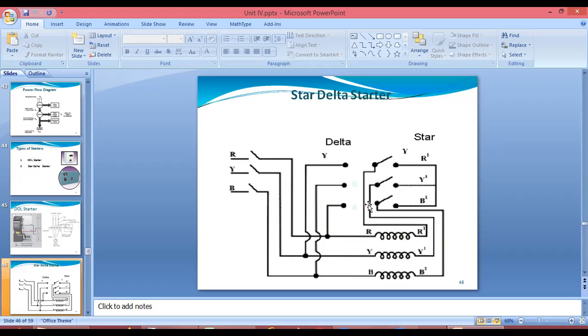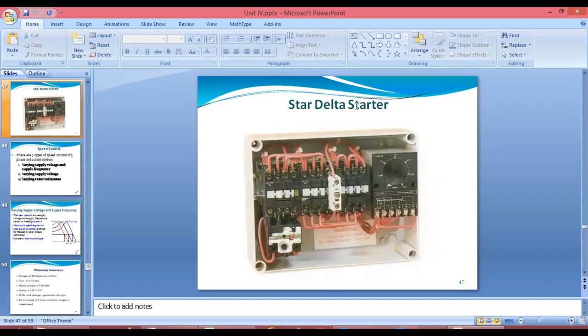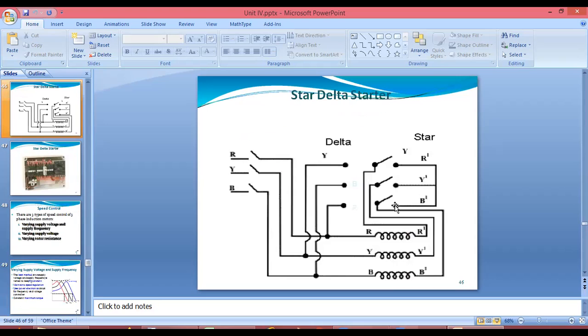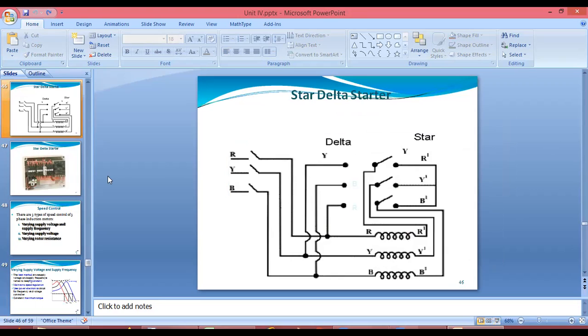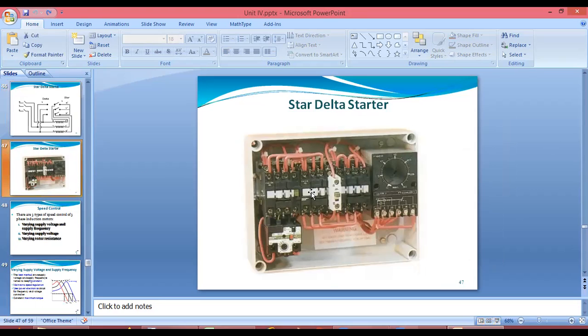This is the circuit diagram for the star delta starter. This is how we are giving the power supply. When we use the star delta starter, we take the three-phase supply as delta connected at the stator, and we reconnect it so that it looks like a star, and it is given to the squirrel cage induction motor. Practically it will look like this when we give the power supply.